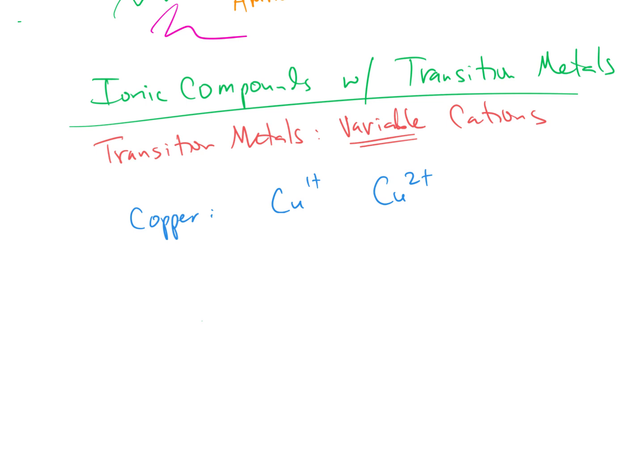Okay? So if we have copper oxide, then it could be Cu1+ and O2-, or it could be Cu2+ and O2-. And if we write the chemical formulas, it's going to be Cu2O and CuO. Which one are we going to call copper oxide? First one, Cu2O. Neither of them. Right? And you can't call them both copper oxide.